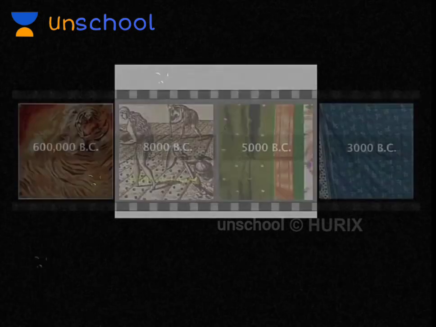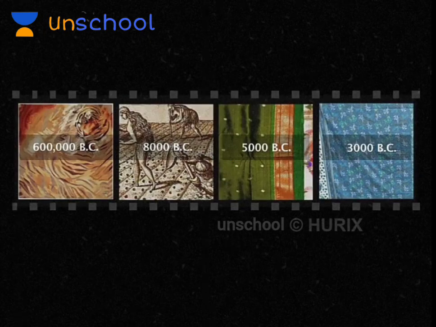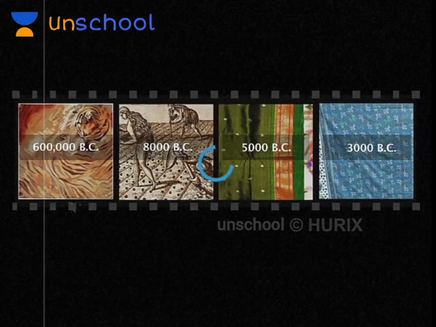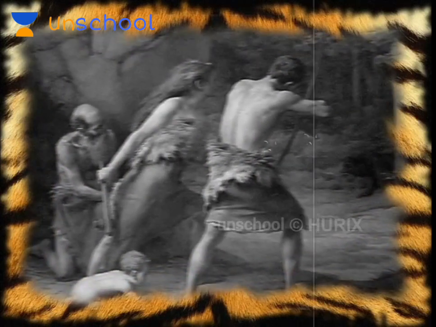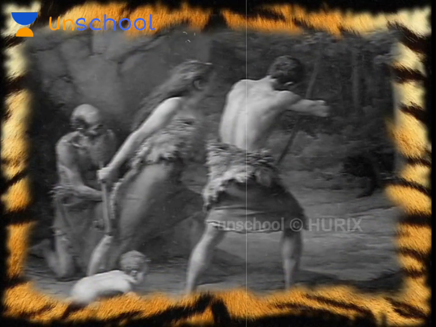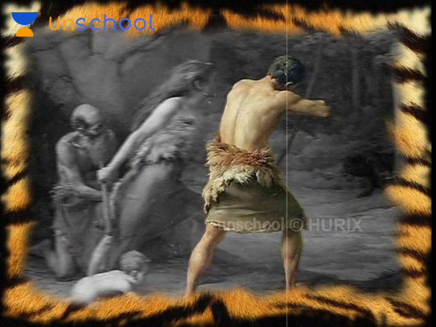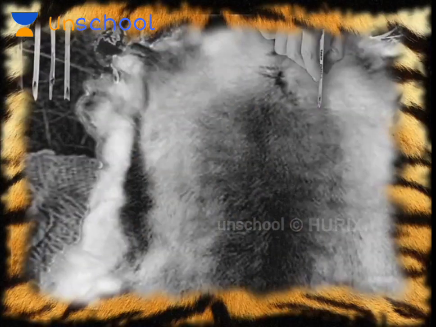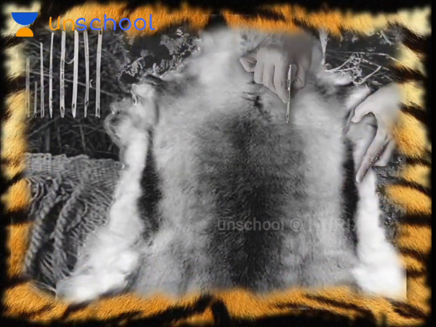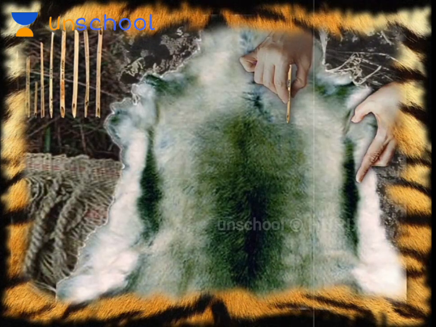Just like all other aspects of human life, clothing materials have gone through major developments. Let's trace the history of clothing materials. Around 600,000 BC, people first started using clothes made from animal fur and skin. These materials were wrapped around different parts of their bodies. Later, they learned to stitch these materials using animal bones as needles and vines as thread.